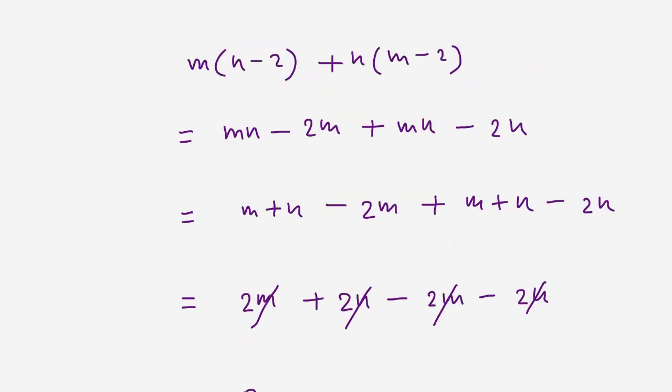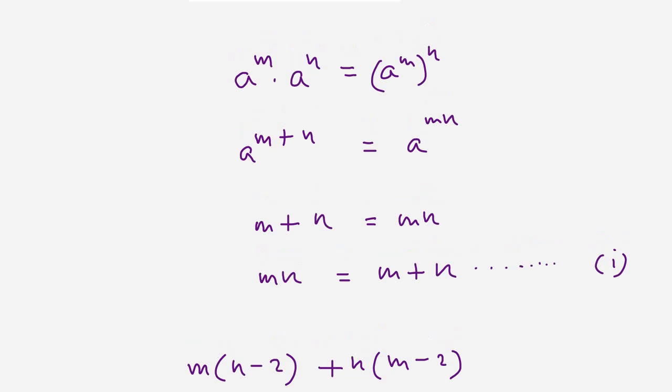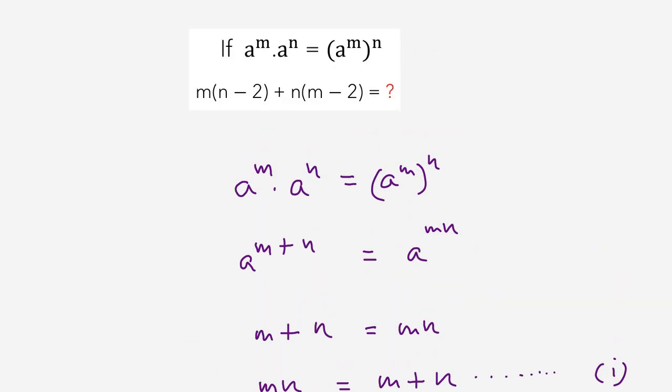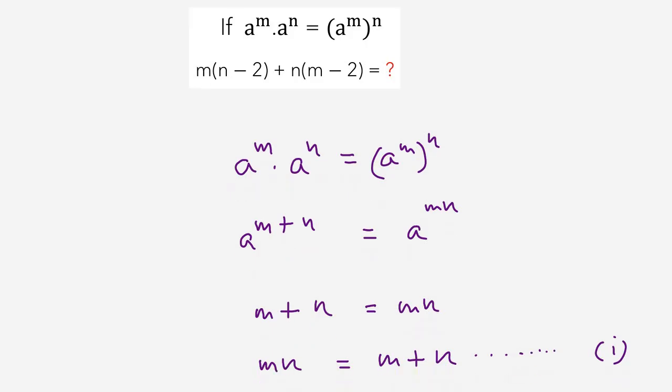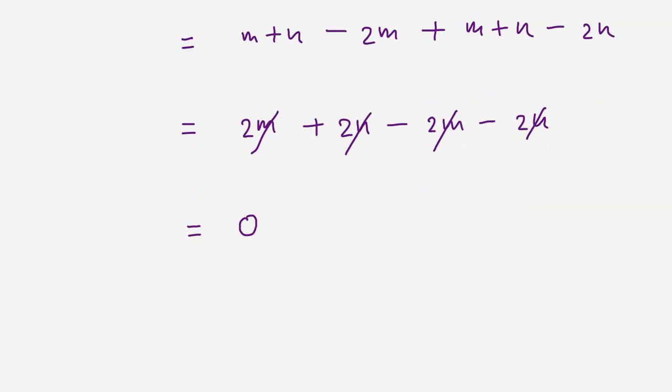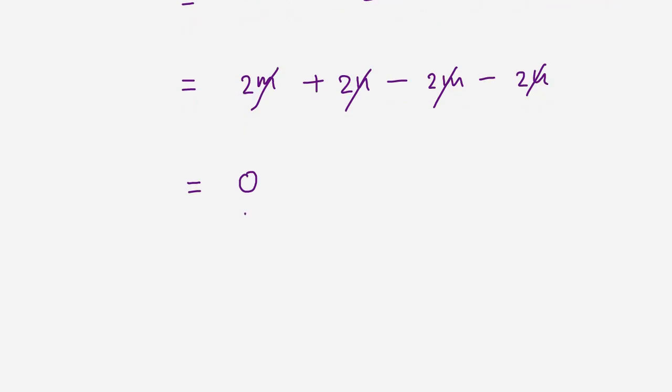So based on the given condition, which is a to the power m times a to the power n equals a to the power m whole power n, we have the value of m times n minus 2 plus n times m minus 2 as 0. So this is our required value for the given expression.